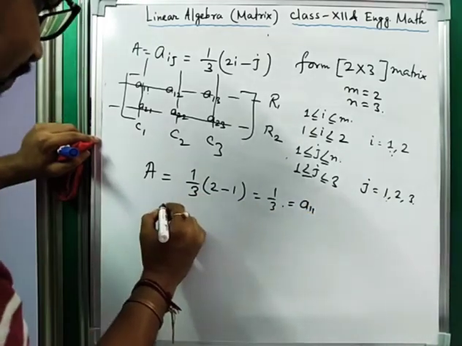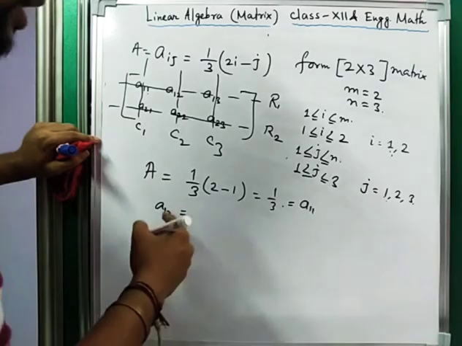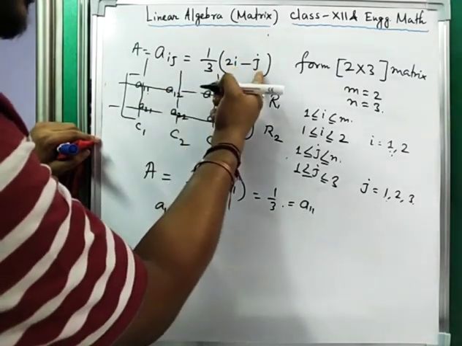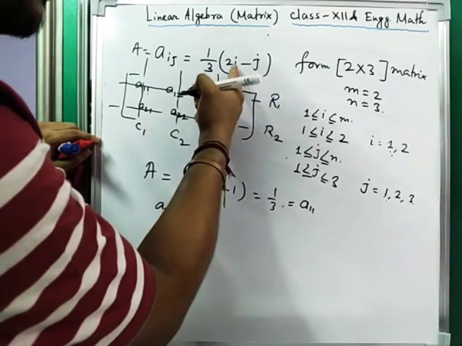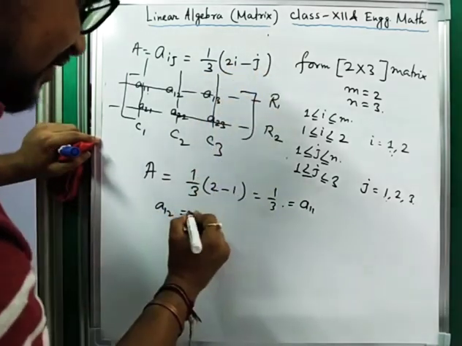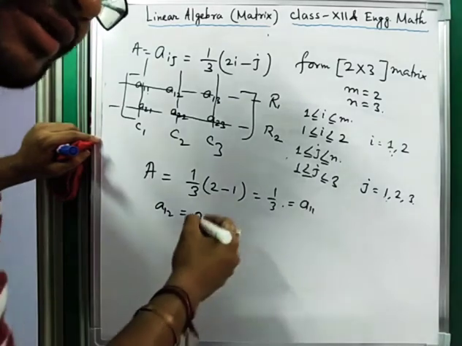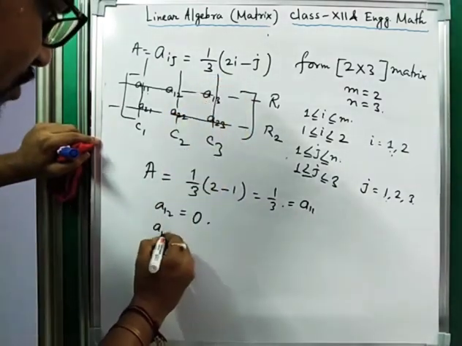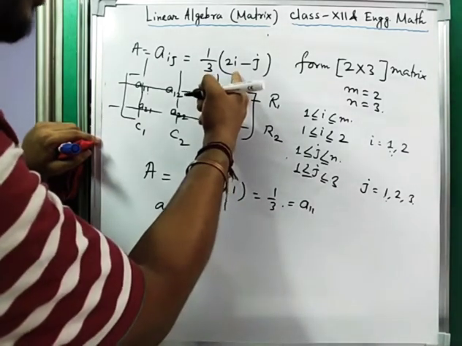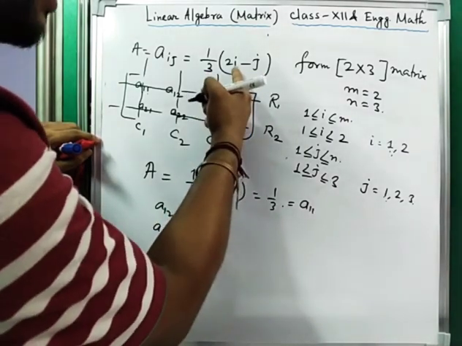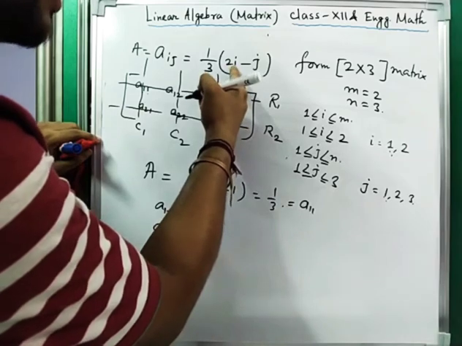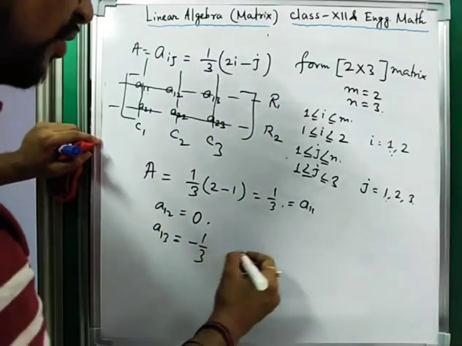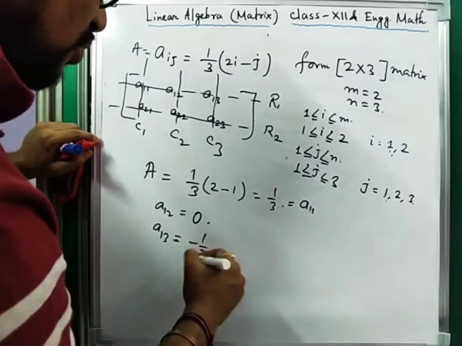Okay, next A12 value, I equals 1 but J equals 2. I equals 1 means 2 into 1 is 2, but minus 2, that is 0. 0 is coming, I am doing directly. Okay, just normal calculation. A13 means I equals 1 but J equals 3. I equals 1 means 2 into 1 is 2 minus 3, that is minus 1, so minus 1 by 3. Okay, so A11, A12, A13 done.